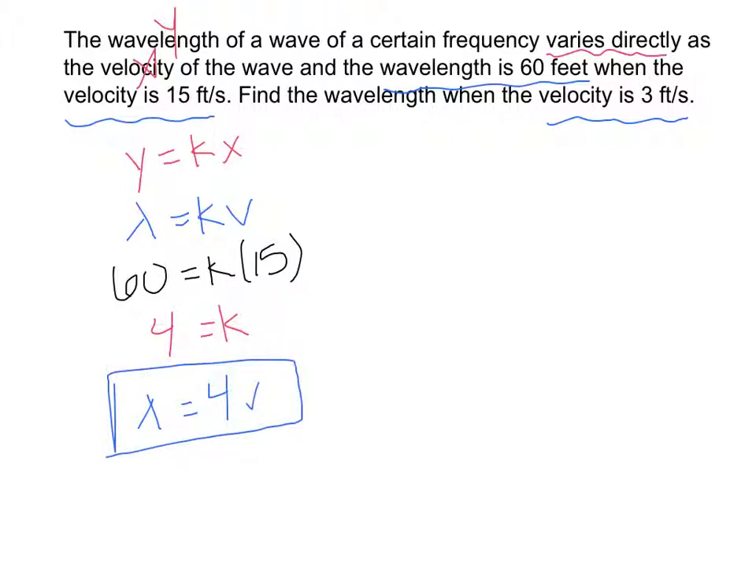Now that we have this, we can use our equation to find the solution. Find the wavelength when the velocity is 3. So wavelength equals 4 times 3. So the wavelength is 12 feet.